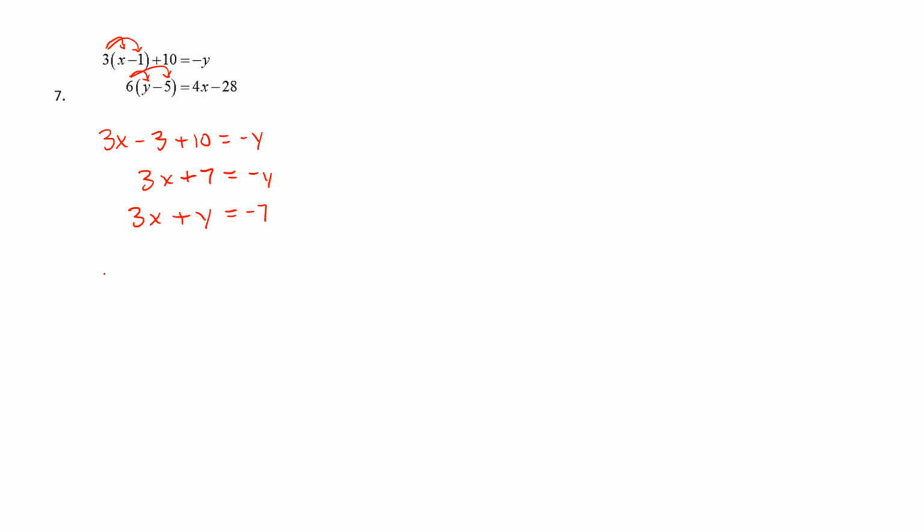For the second one, we'll have 6y minus 30 equals 4x minus 28. So 6y, I forgot the equal sign.